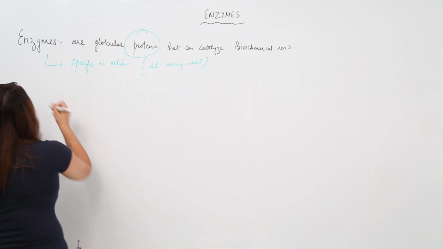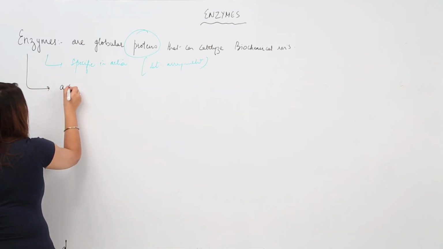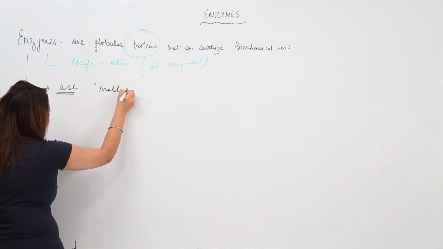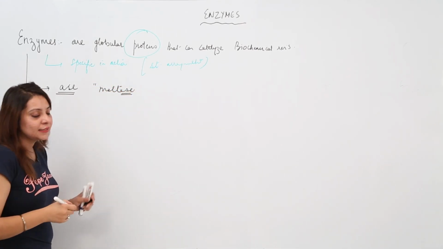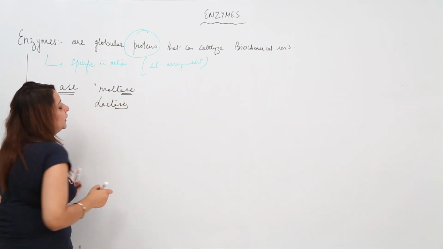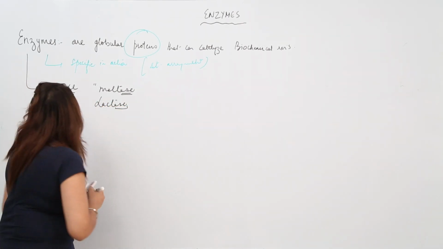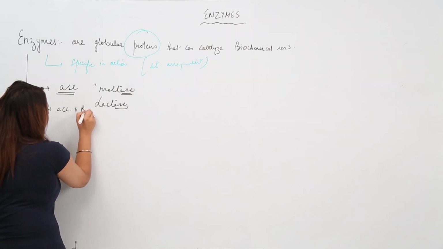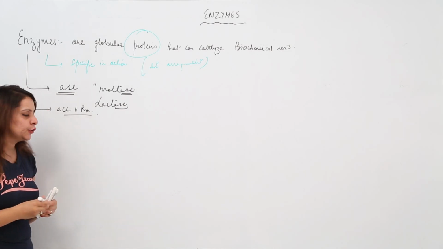Now if we talk about the enzymes, their names mostly end with ase. As I told you, maltase, lactase. So all those whose names end with ase are mostly enzymes. And sometimes the enzymes are named according to the reactions also.